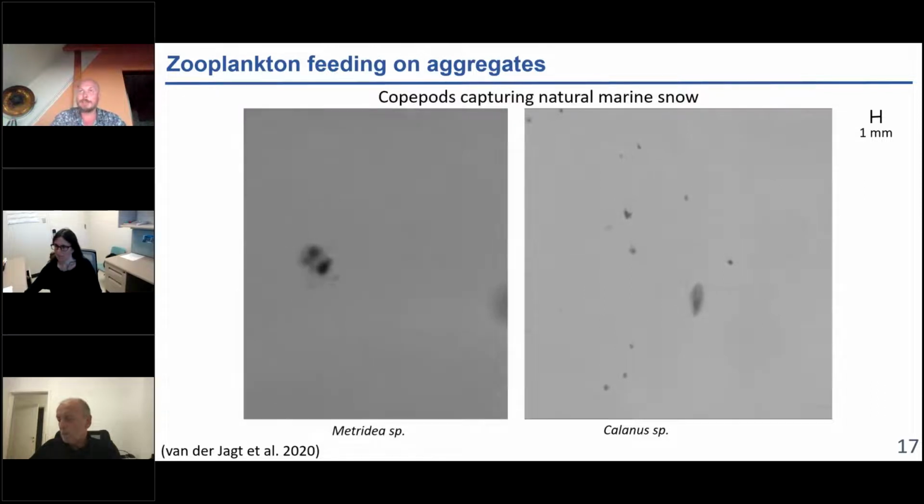And the question is, does this just attenuate carbon flux? Do they do vertical migration and produce compact packages via their fecal pellets which can sink much faster?